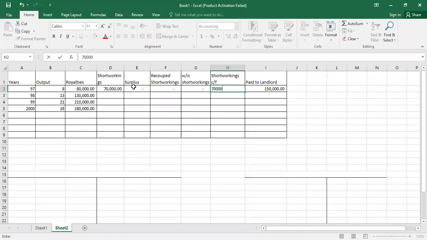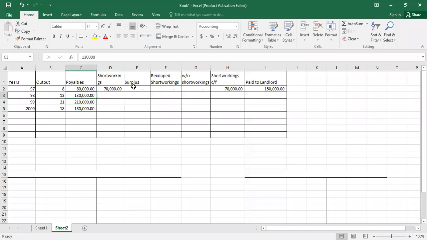70,000. Our contract is saying, if you look at the illustration, we've been told there is a stipulation that short working could only be recouped in the first 3 years. So the 3 years are not yet over, right? So you have a carried forward.